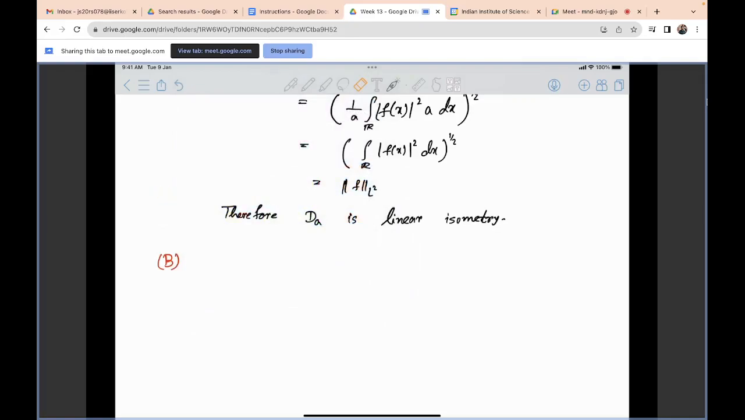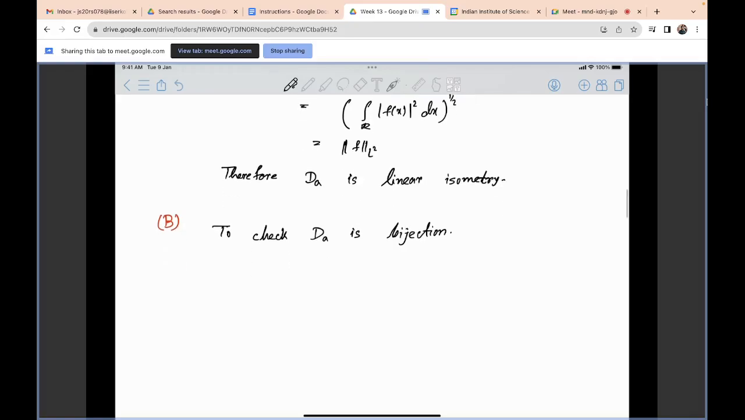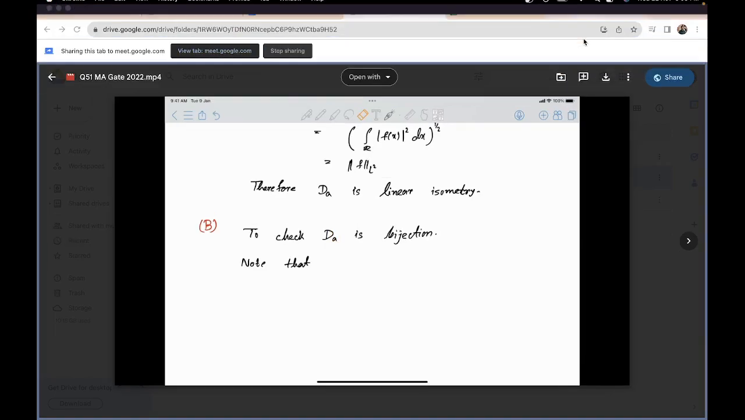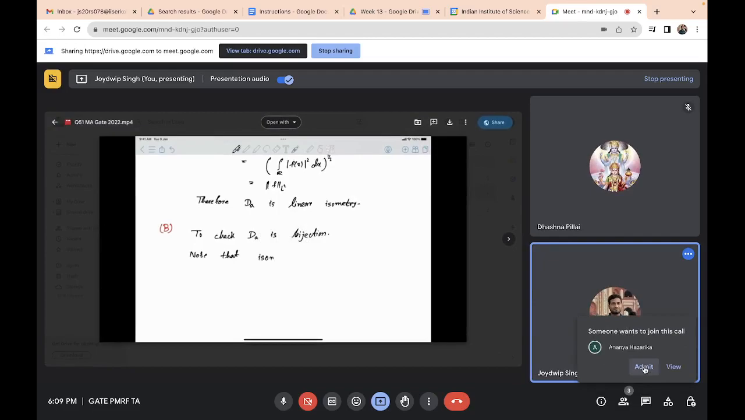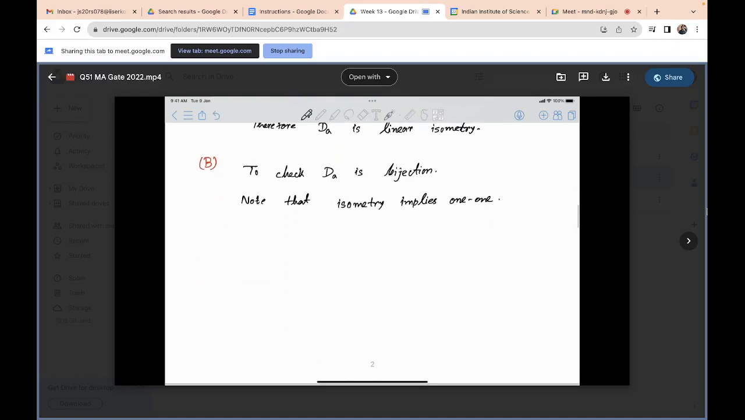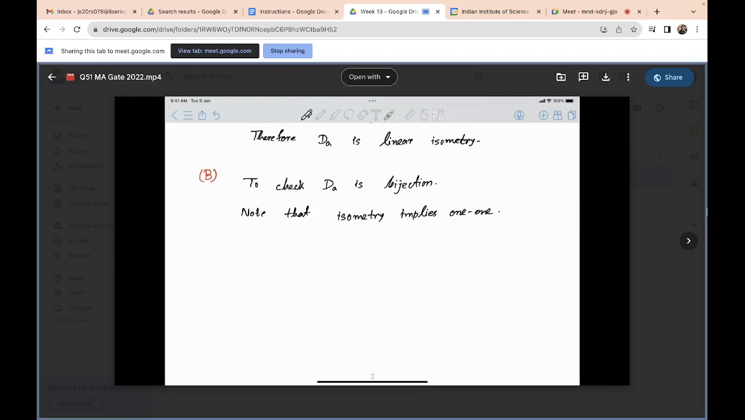So to check dA is a bijection, you have to check whether dA is 1-1 and onto. Note that isometry implies 1-1. This is a standard fact for linear operators. As it is an isometry, it is 1-1. For 1-1 you just have to check that the kernel is the zero function.